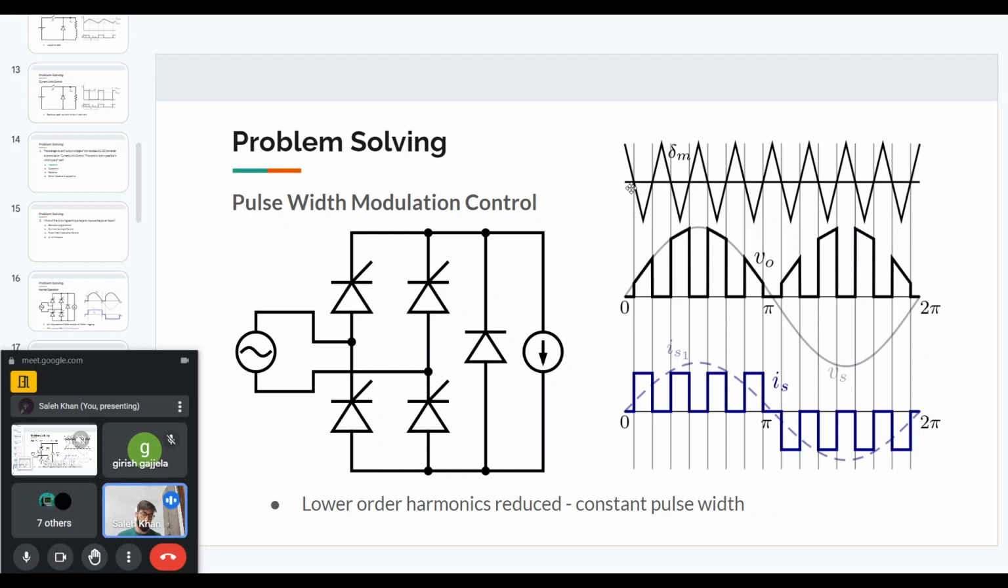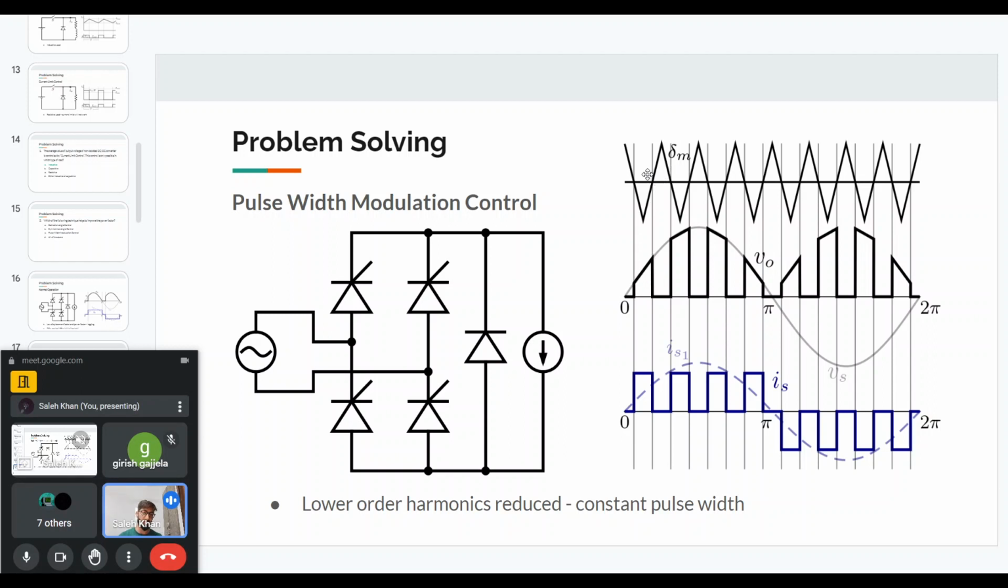For example, here I have used the logic when the reference is higher than the carrier. The carrier is the triangular wave and the reference is this constant horizontal line. And when the reference is higher than the carrier, I am turning on the devices so that I will get some voltage at the output.